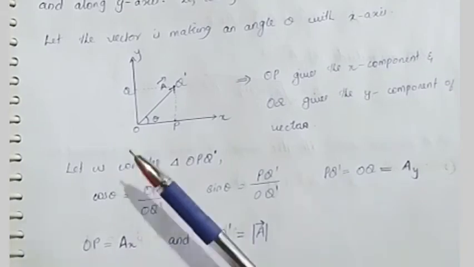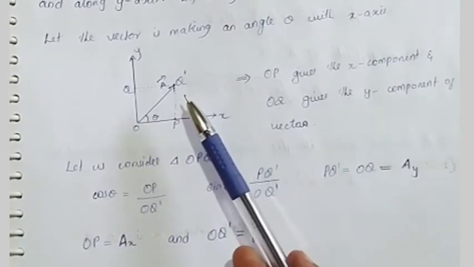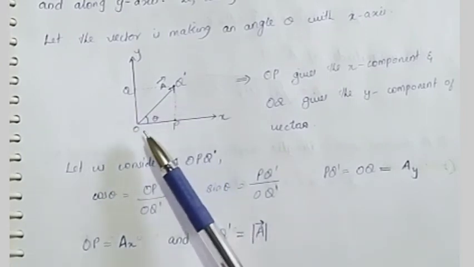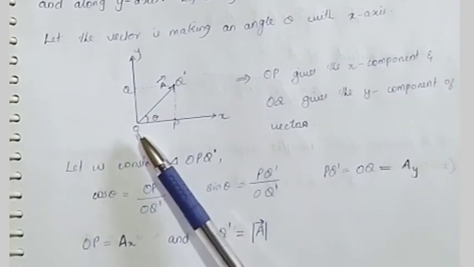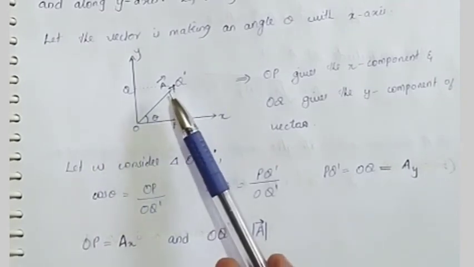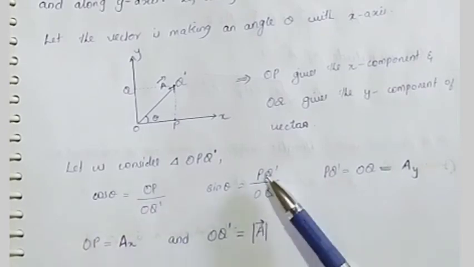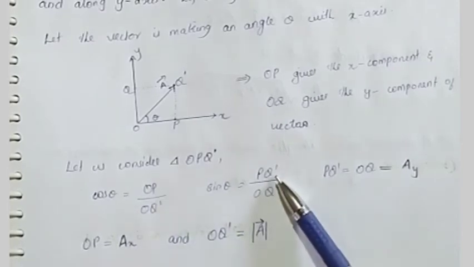So till now we have considered a vector A which is placed in an xy plane, and we have drawn two perpendiculars from the head of the vector to the x-axis and y-axis, and OP represents the x component whereas OQ represents the y component. To obtain the values of OP and OQ, we consider the triangle OPQ dash, which has the vector as its hypotenuse. Then we saw that cos theta is OP by OQ dash and sin theta is PQ dash by OQ dash, and OP is the x component, PQ dash is the y component.